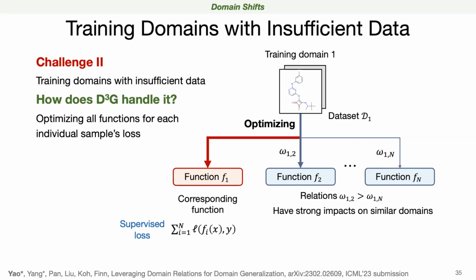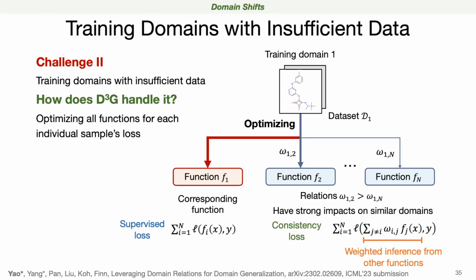So here we would like to build the domain relations again to optimize other domain-specific functions. Such domain relations will be used to control the impact of one training domain in optimizing other domain-specific functions. For example, if the relation between training domain 1 and 2 is larger than between training domain 1 and n, it means that training domain 1 has a high impact in optimizing function F2. We achieve this by designing a consistency loss, which first does the weighted inference from other domain-specific functions for one training domain and makes it close to its labels. By combining these two losses, we can optimize the entire model, and this is how this regime can resolve these two challenges.